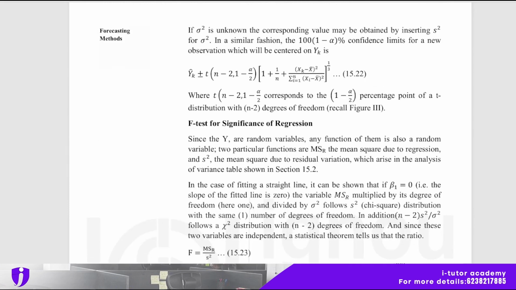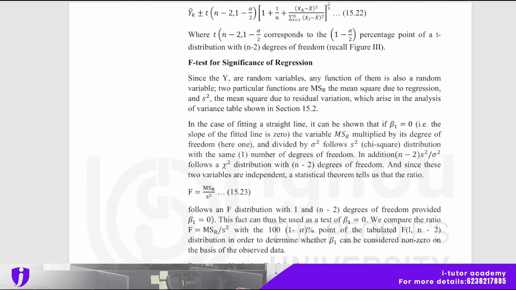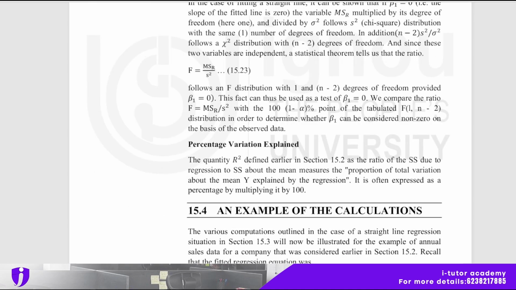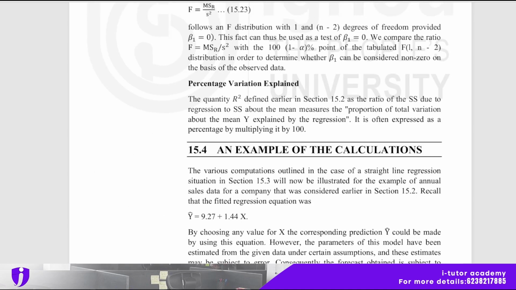Since the y are random variables, any function of them is also a random variable. Two particular functions are RMS, the mean square due to regression, and S square, the mean square due to residual variation, which arise in the analysis of variance, that is table 15.2. Percentage variation explained is also here. And the next is an example of the calculation.